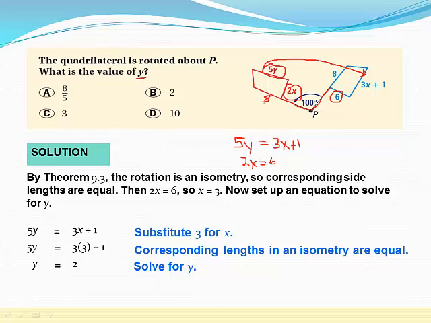The main theme of this whole chapter is think simple. If you're having trouble with it, chances are you're probably overthinking it. And remember this word, isometry, because that's going to be important throughout.